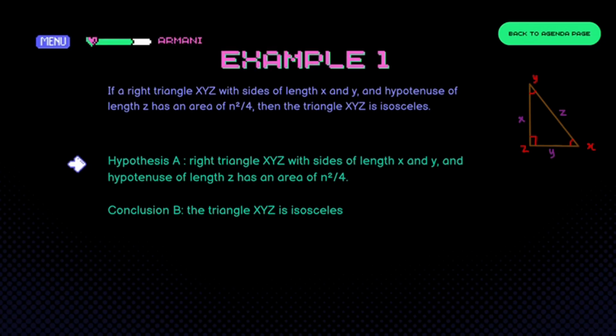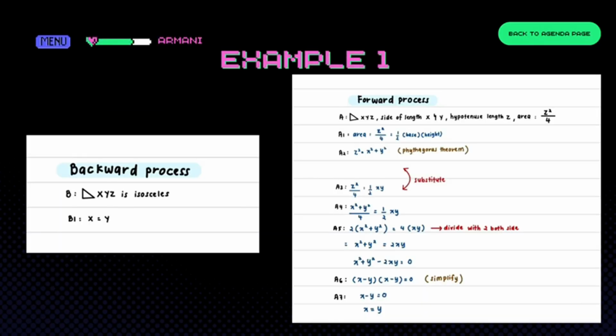Example 1. If a right triangle XYZ with sides of length x and y and hypotenuse of length z has an area of z squared over 4, then the triangle XYZ is isosceles. So we get the hypothesis A: right triangle XYZ with sides of length x and y and hypotenuse of length z has an area of z squared over 4. Conclusion B: the triangle XYZ is isosceles. Now we will do the backward process. B, triangle XYZ is isosceles. So we get B1: x equals y.